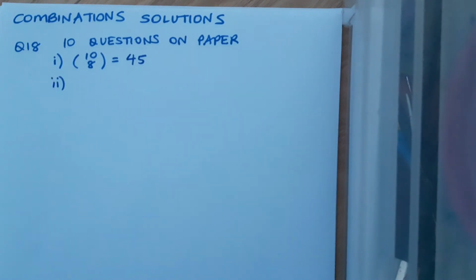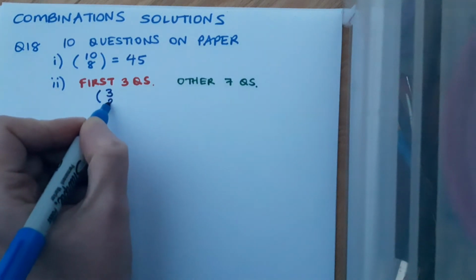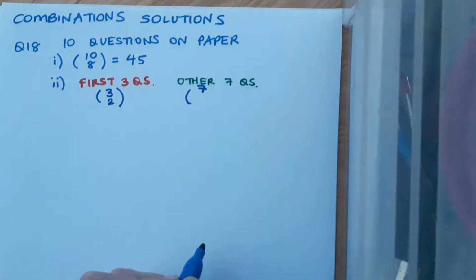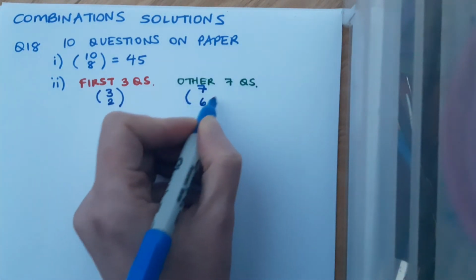In part 2, there's a restriction. They're breaking the question paper up into the first 3 questions and then the other 7 questions. And they want us to answer exactly 2 out of the first 3 questions. So from those first 3 questions, I must choose 2. From the remaining 7 questions, well, I have to choose enough to make up the total 8 questions that I need to answer off the paper. I've chosen 2 already. I need to choose 6 now.